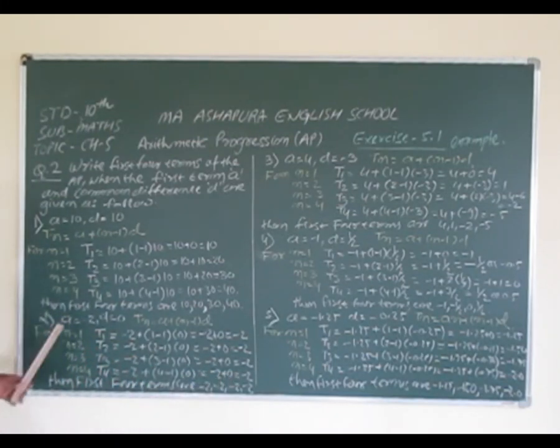Therefore, in this case, where A is equal to minus 2 and common difference is 0, the first 4 terms are minus 2, minus 2, minus 2 and minus 2. That means this type of arithmetic progression is a constant arithmetic progression, in which all the terms are the same.